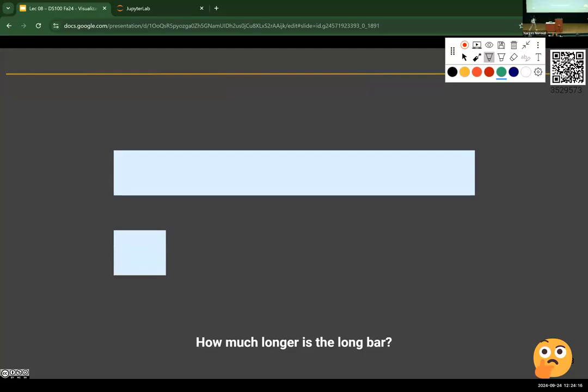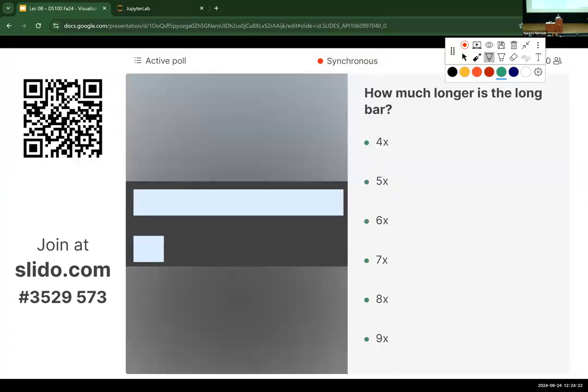So the question I have for you is, how much longer is the long bar? You can actually go measure it by hand and respond to this slide poll. 4 times longer, 5 times, 6 times, you can do this. But that's literally human perception.